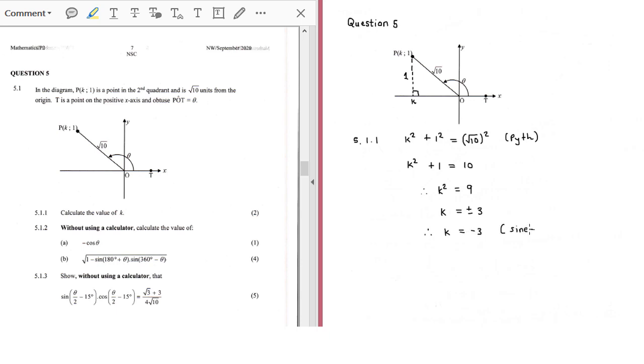You can write here, since P is a point in the second quadrant. That's one way that you can set this out. So this then allows us to make a substitution here for that k as minus 3.